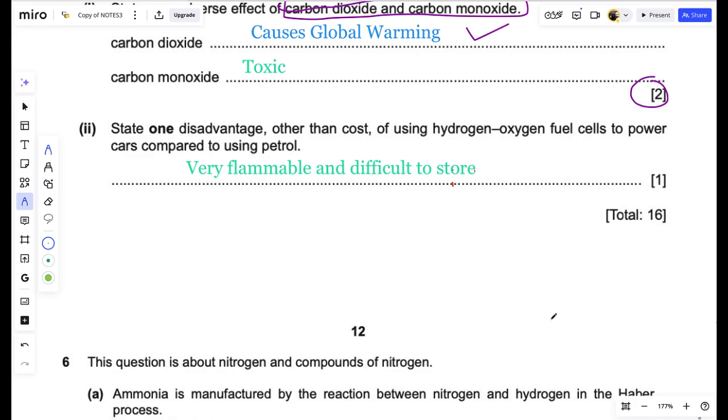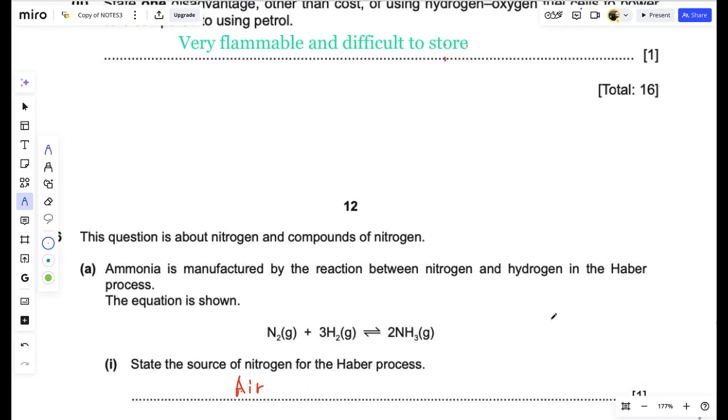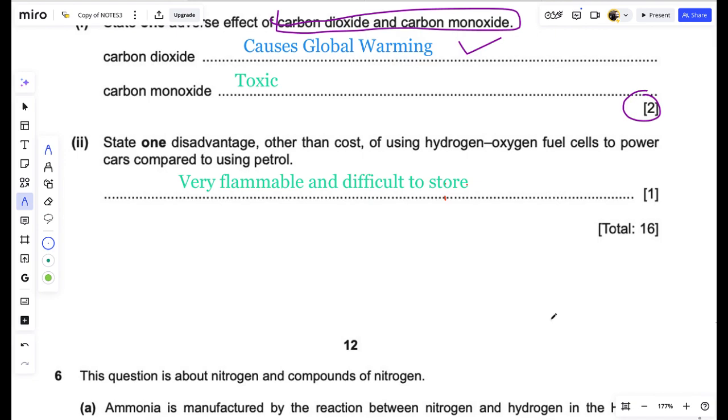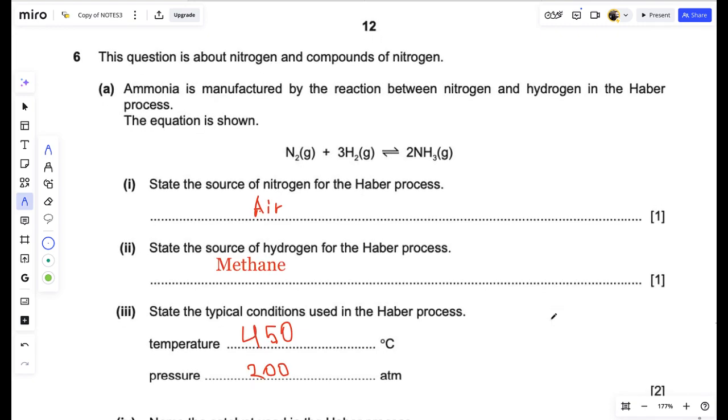Okay? So apart from cost, the disadvantages of using hydrogen oxygen are: one, it's very expensive; two, it's very flammable; three, it's very difficult to store. Other than that, it's clean. It doesn't pollute our environment. It doesn't cause global warming. So these are the advantages in case you are asked in the exam. Now here we are in question 6.